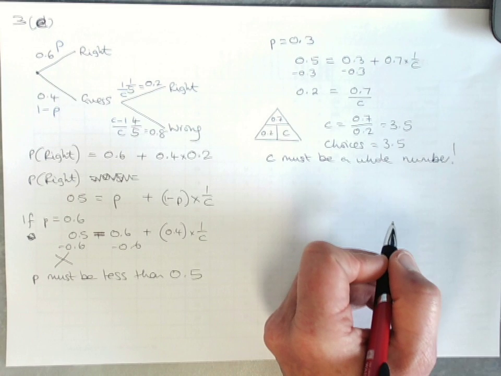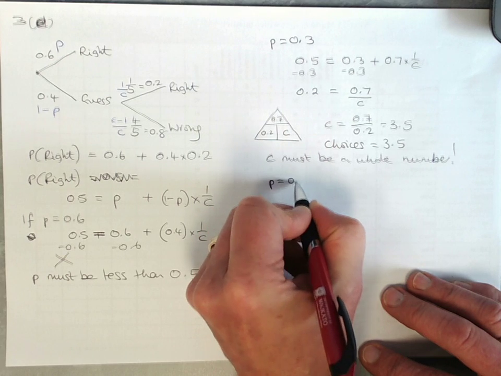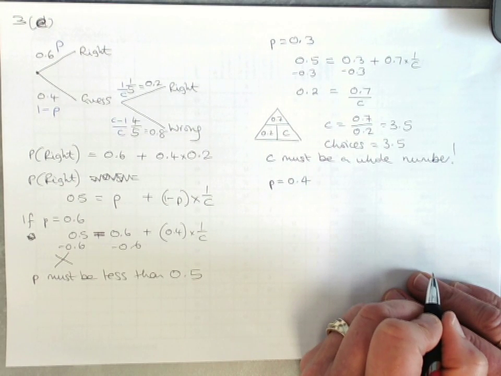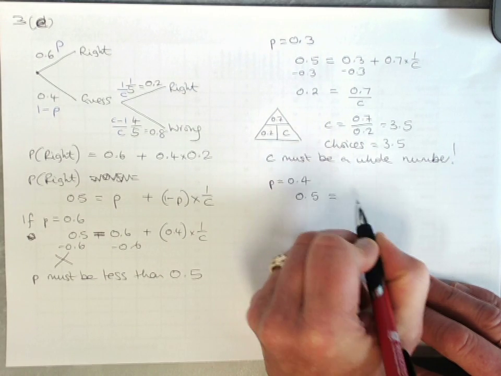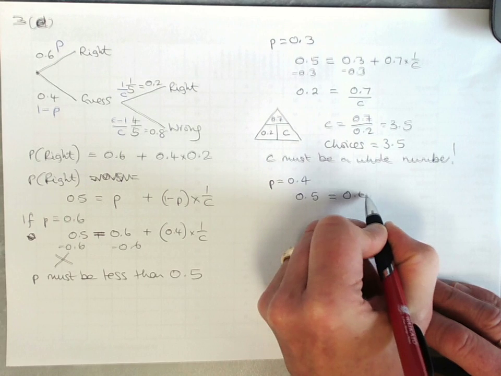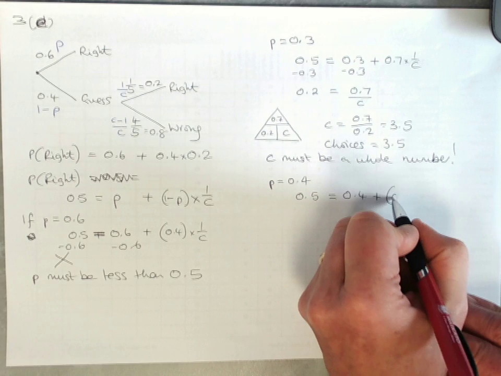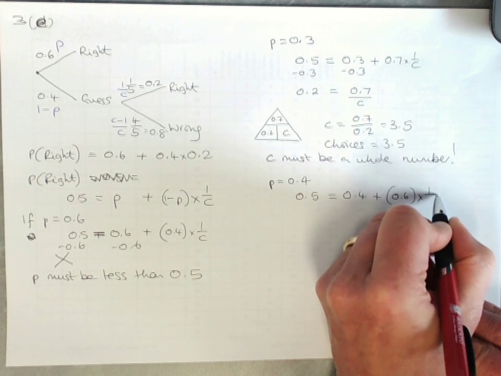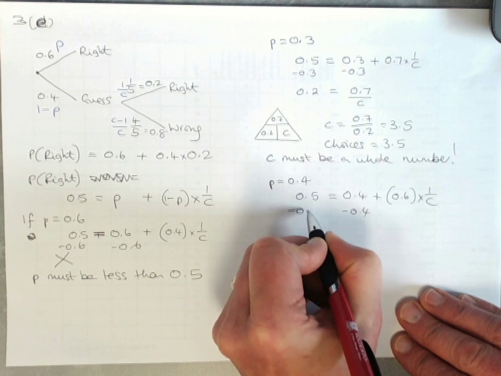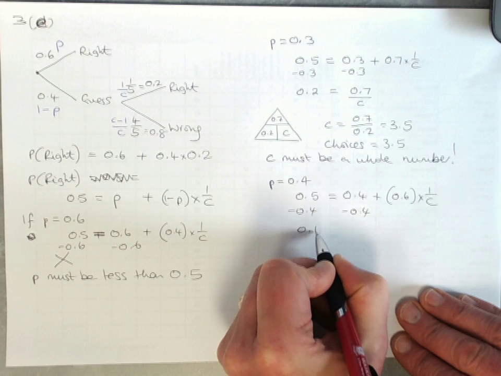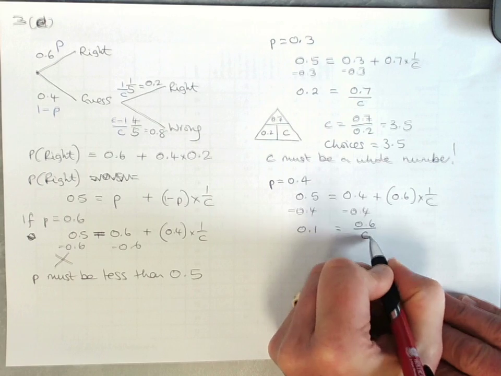Okay, let's try another value for P. Let's try P is equal to 0.4, and this is all you can do, is keep on trying to see whether it works out. We know P must be less than 0.5, so let's try this one. So 0.5 is our probability. P is now 0.4 plus 1 minus P, which is 1 minus 0.4, which is 0.6, times 1 over C. So first of all, we're going to minus the 0.4 off both sides of the equation so that we end up isolating C. This is 0.6 divided by C.